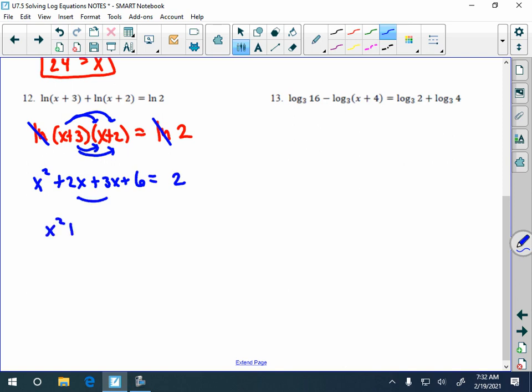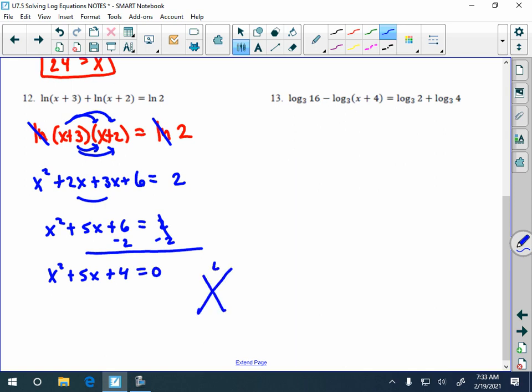Combine my terms. Now I'm going to subtract the 2 over because I want it set equal to 0 so I can factor this. So I need two numbers that multiply to 4 but add to 5. 4 and 1. So x plus 4, x plus 1. So x equals negative 4, and x equals negative 1.